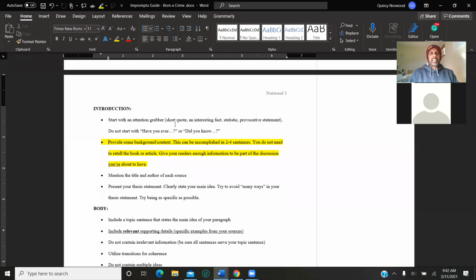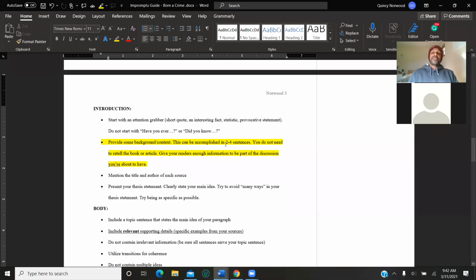Like I always say, DARK: Don't Assume Reader Knows. So don't assume your reader knows what you know. Maybe you just want to give them a line or two about apartheid and the Jim Crow period in the US, but nothing too detailed for your intro. This can be accomplished in two to four sentences.